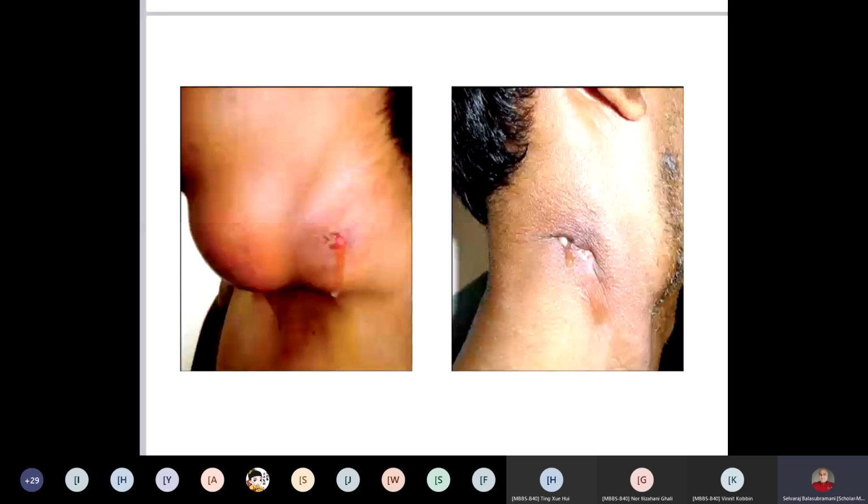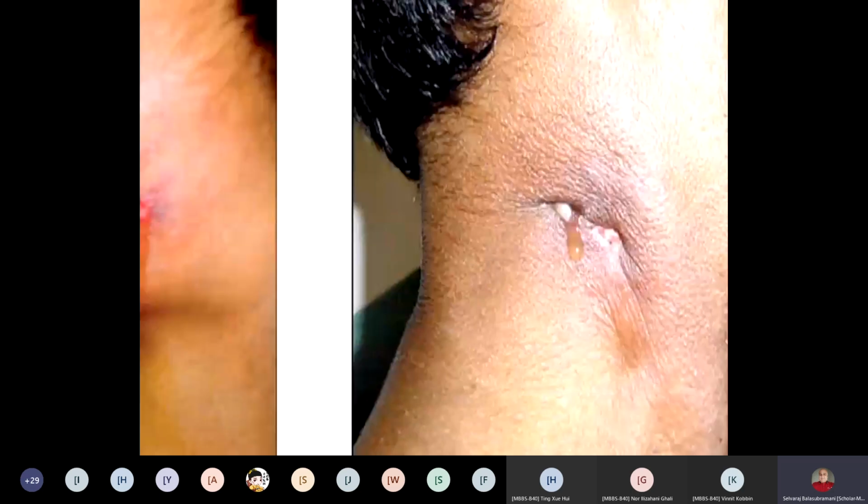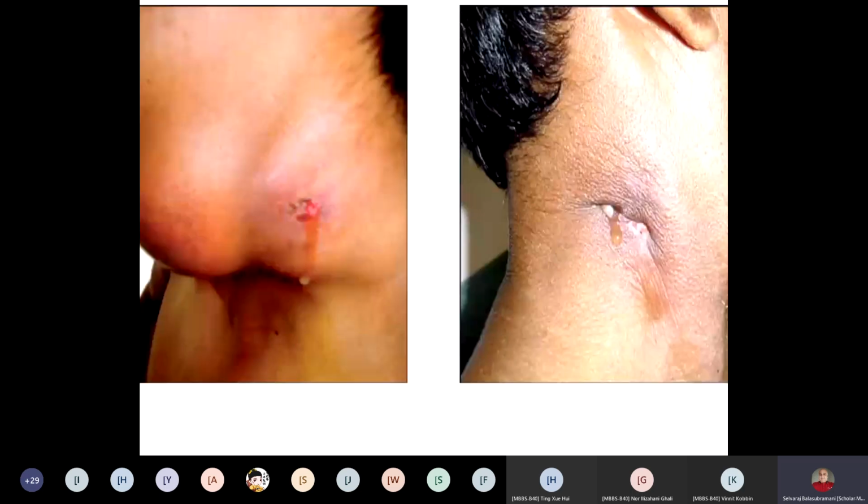Here you are seeing something in the neck. Can you tell me the diagnosis? Because you are seeing a lot of lymph node enlargement in the neck. And in the second picture, you are seeing a sinus. From that, some clear discharge you are seeing. And this is having an undermined edge also. So what is it? Tubercular sinus.